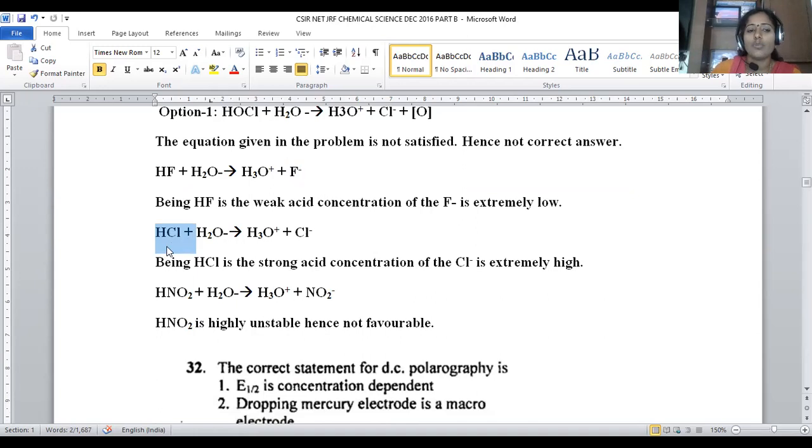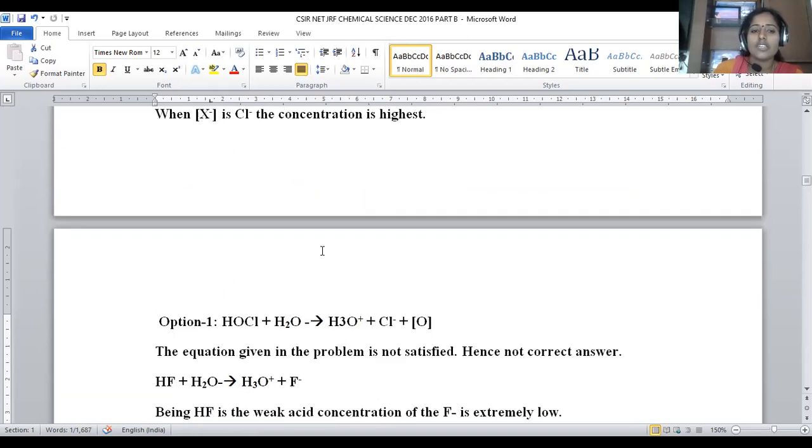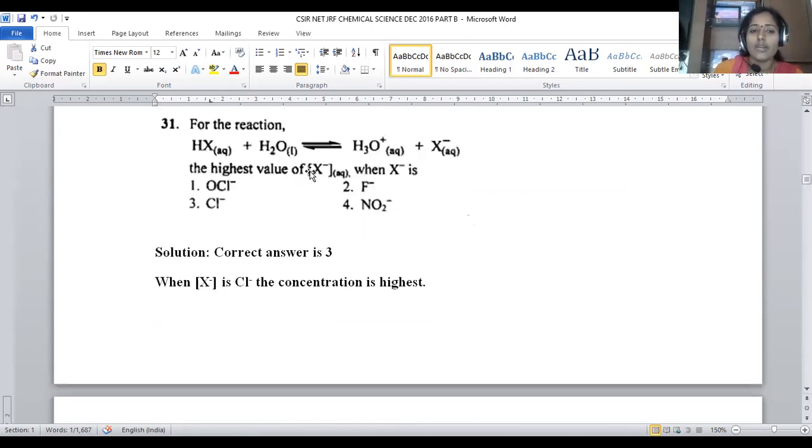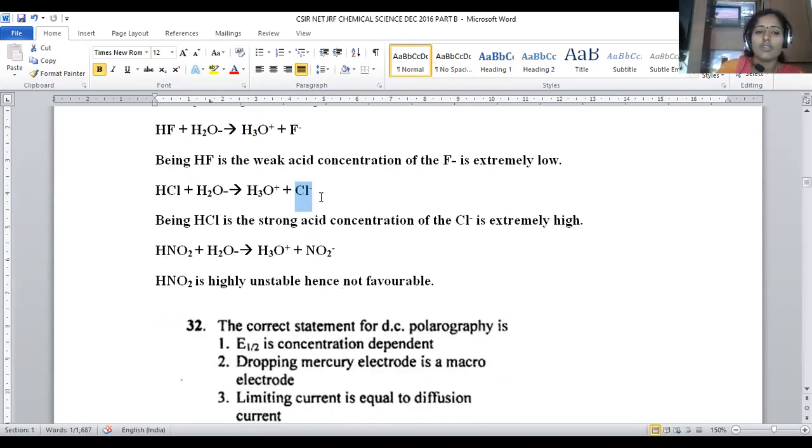HCl is a strong acid. When added to water, it gives H3O plus and Cl minus, where the concentration of chloride will be extremely large. So it is the correct, suitable answer. Chloride will give the higher Cl minus concentration, because within the reaction, chloride is released to the maximum extent.